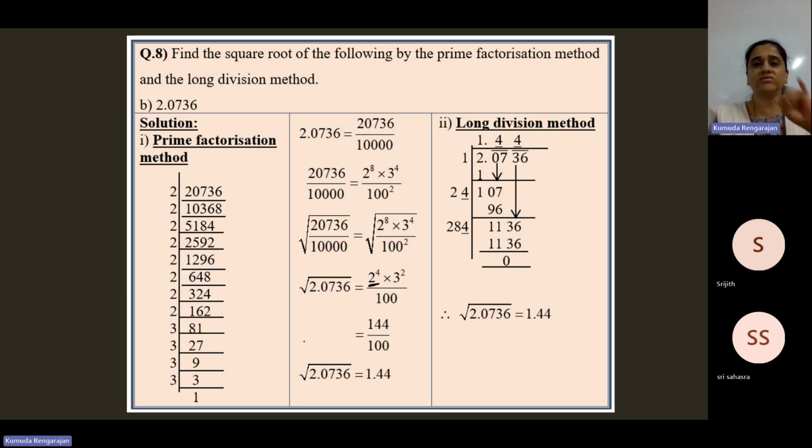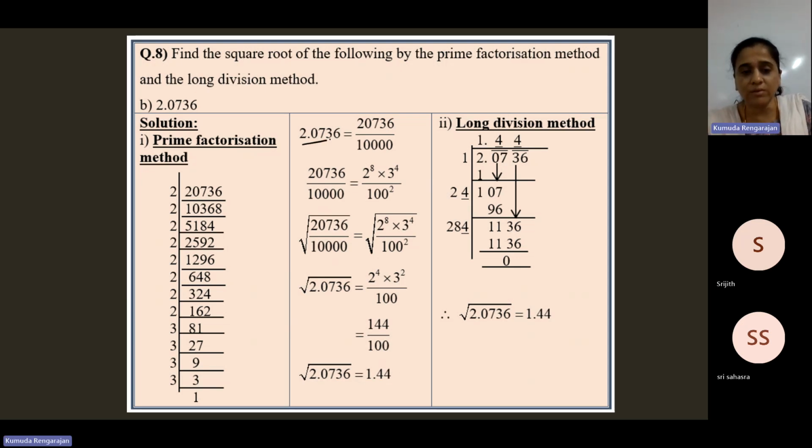2 to the power 4 is 2 into 2, 4. 4 2s are 8. 8 2s are 16. 3 square is 9. 3 into 3, 9. So 16 into 9 is 144. 144 by 100 is 1.44.